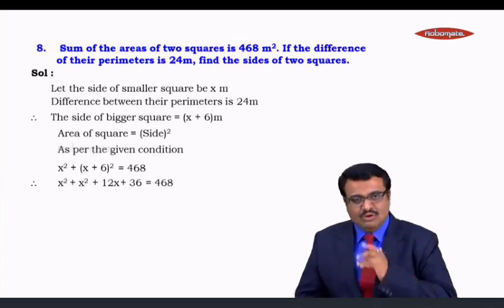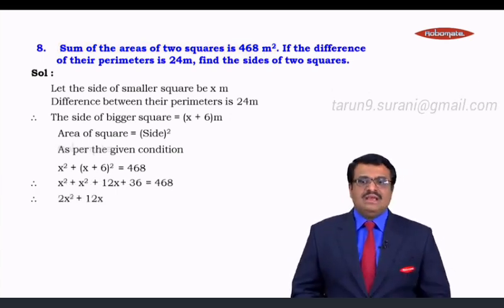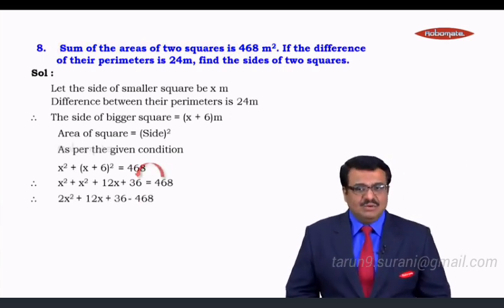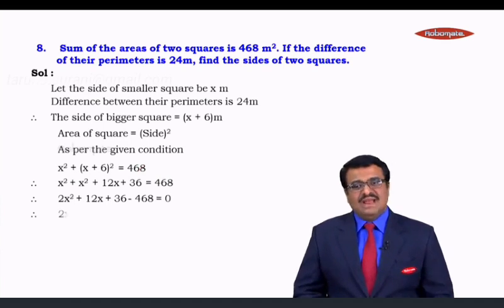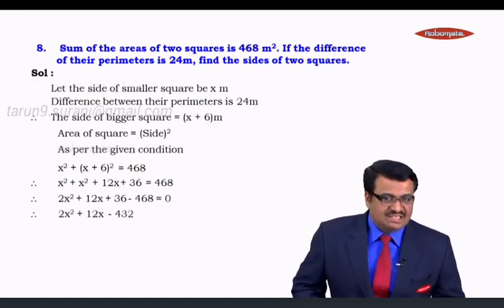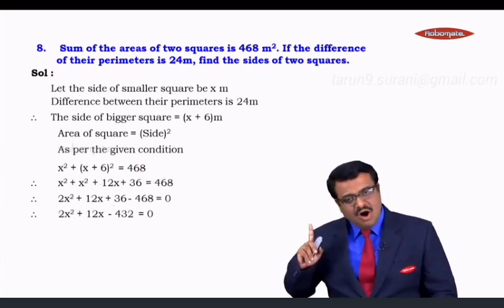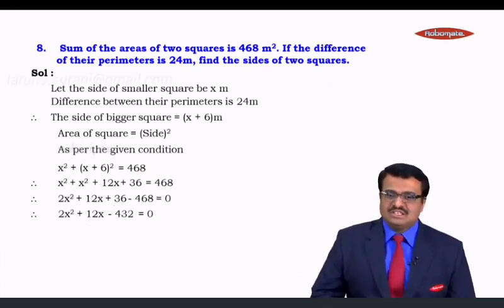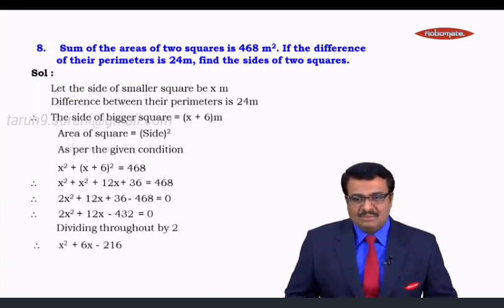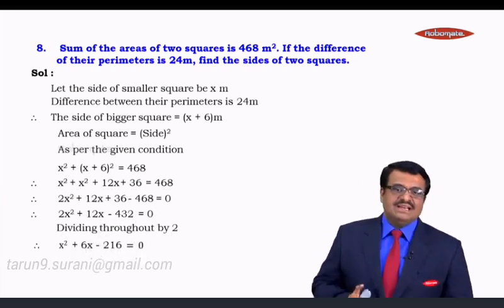The next step will take 468 to the left side. So, what we get is x square plus x square becomes 2x square plus 12x plus 36 minus 468 is equal to 0, right. So, now what we get is 2x square plus 12x, 36 minus 468 is minus 432, is equal to 0. Now, 2, 12, 432 all are divisible by 2. Let us make the equation small by dividing throughout by 2. What we get is x square plus 6x minus 216 is equal to 0. Now, this is a quadratic equation.